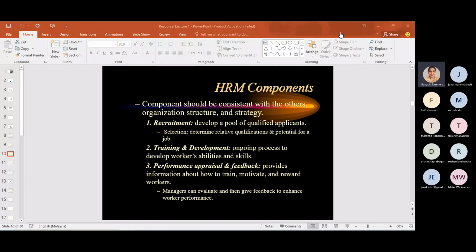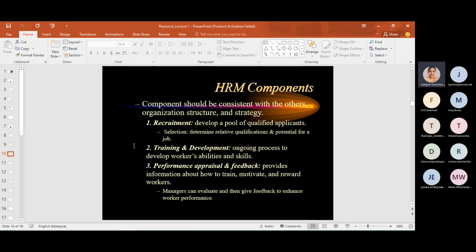There are some organizations who provide training once they hire you, and then they will never provide training again. But there are some organizations who provide training once they hire you, and then after some time, they provide another training, and then after some time, they provide training again. So it depends on the organization. Training can happen only once, or else it can happen from time to time as well.